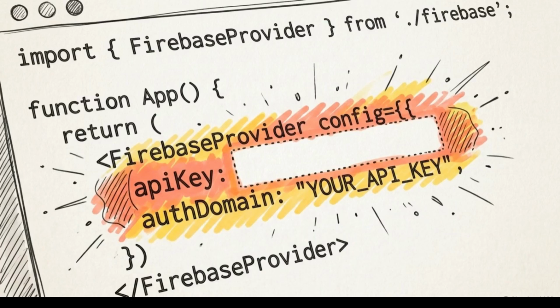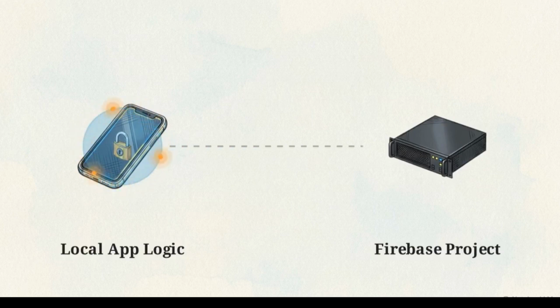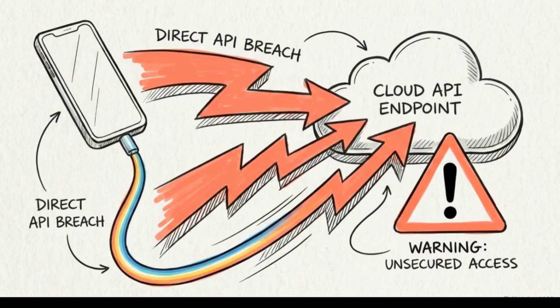Notice what is missing from this code block. There is no API key. The entire routing process happens locally, while the security credentials are fully abstracted away from the raw codebase and managed by the Firebase project. This raises an architectural problem.